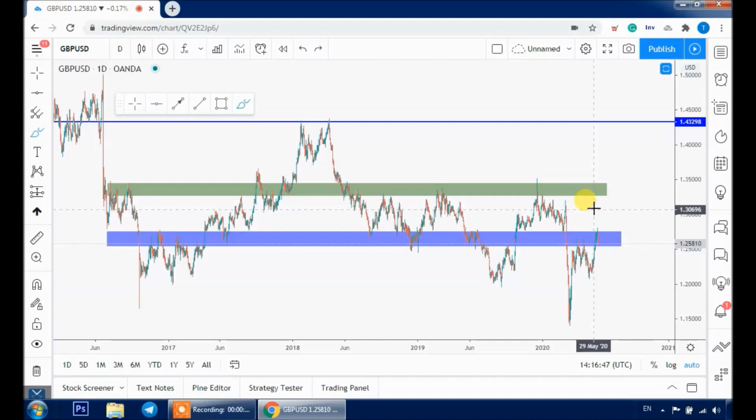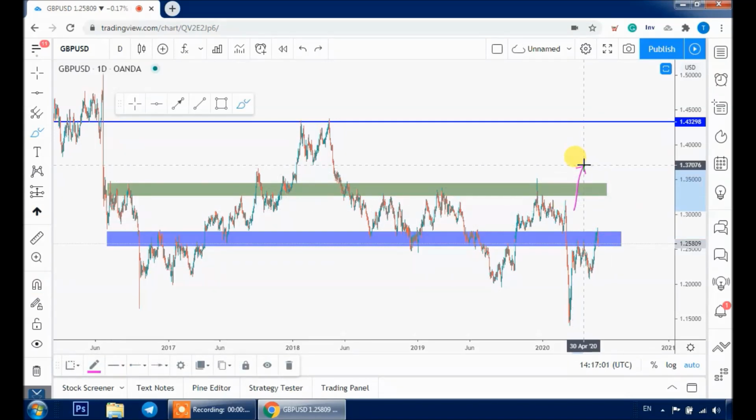So long story short, if price is sitting around here, we will wait for price to approach our upper resistance to look for sell opportunities, or to approach the lower support in blue to look for buy opportunities. Unless price breaks our resistance upward, then it will become support, and it will be sitting inside the upper blue resistance and lower green support. So we'll be looking for buy opportunities around here and sell opportunities around here.